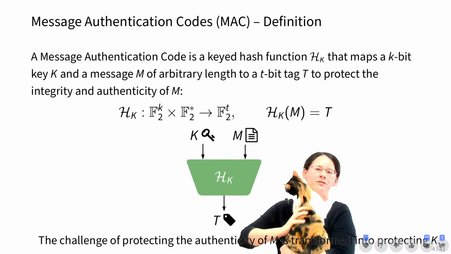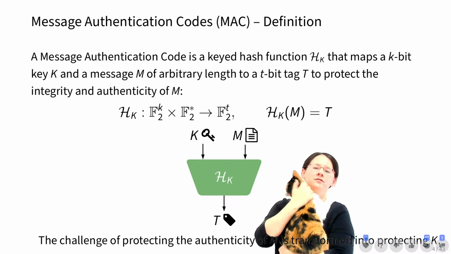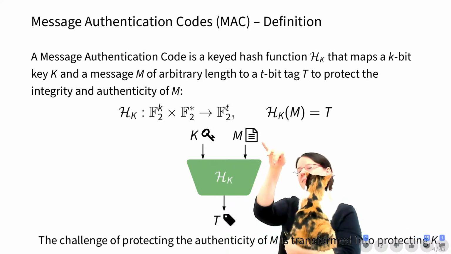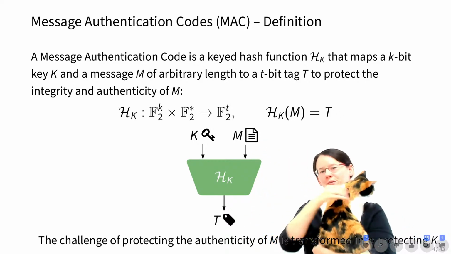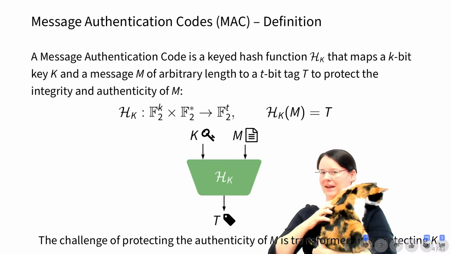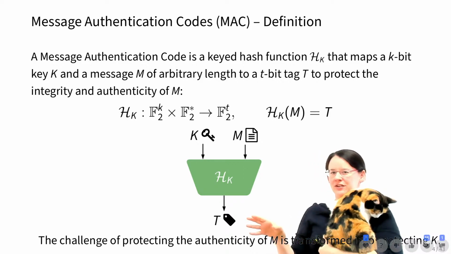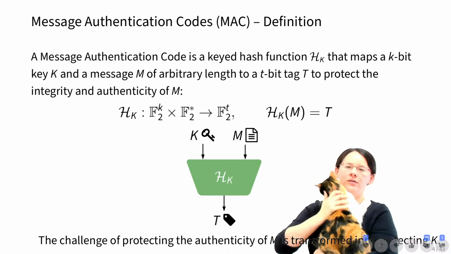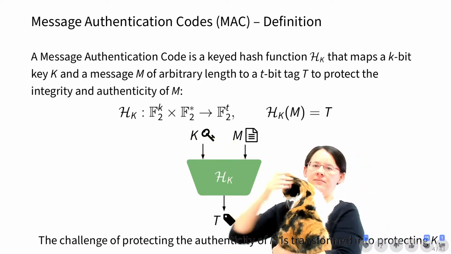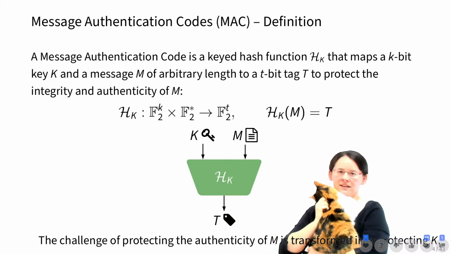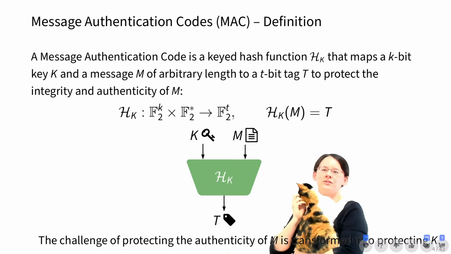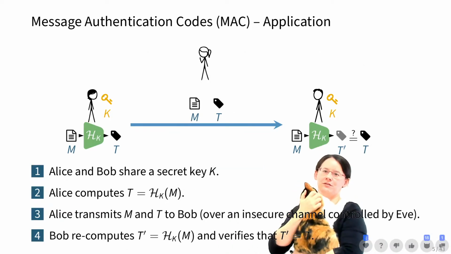There is one big difference to hash functions. In hash functions we said that the challenge of protecting M is shifted to the challenge of protecting T. But in MACs it's different. We don't actually have to protect the tag anymore. What we need to protect now is the key. So we have a new asset that's different from the case of hash functions.